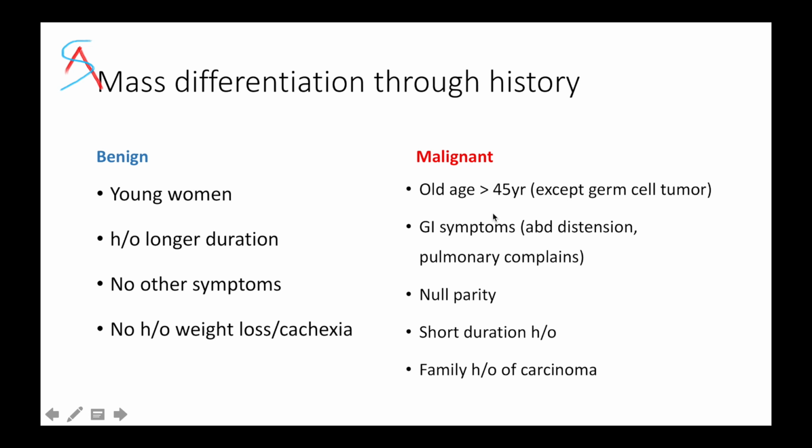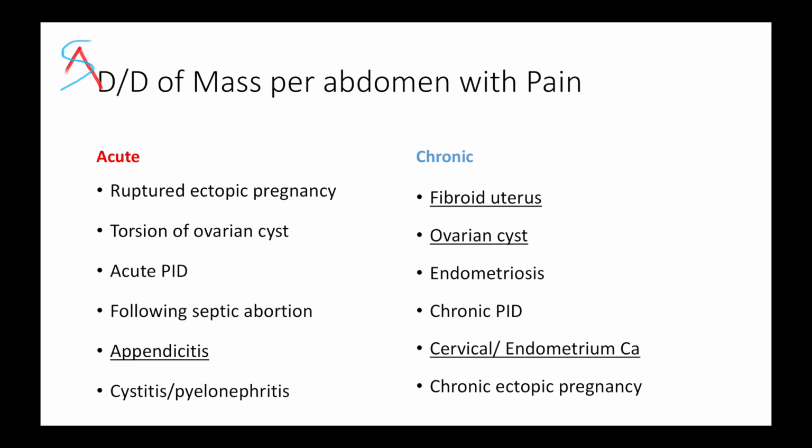In malignancy, there would be old age, GI symptoms, pain, and within months or weeks it has progressed to an increase in size. If the mass is there and there is abdomen pain also, if it is acute, then it could be torsion of an ovarian cyst. If the pain is chronic, it could be fibroid uterus or ovarian cyst, or mostly a cervical or endometrial carcinoma.